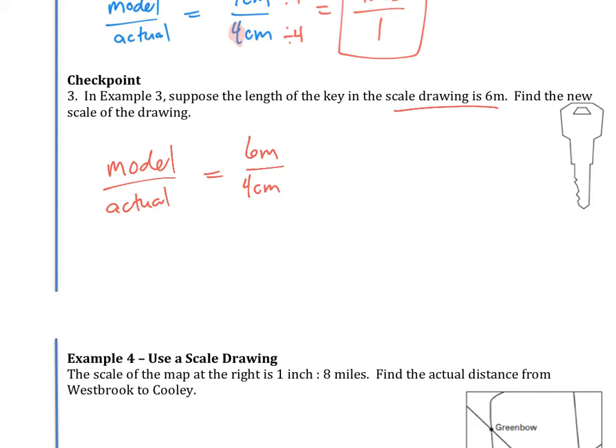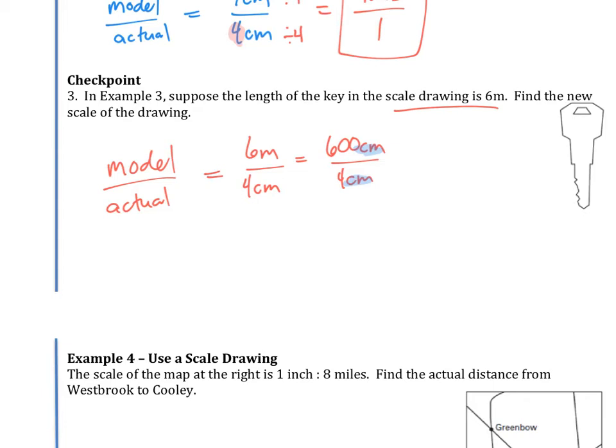So this is where it gets tricky. Do you see that meters and centimeters are not the same? So what we want to do is change the meters into centimeters. There are 100 centimeters in a meter. So that means this is really 600 centimeters over 4 centimeters. Because we want to have the same units, we want to make sure they're both in centimeters.